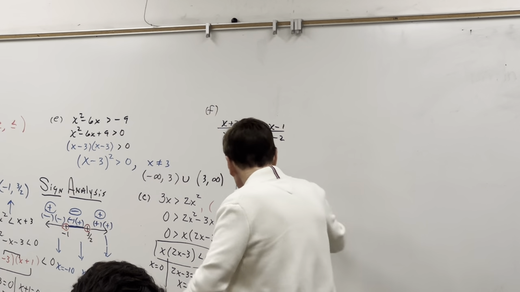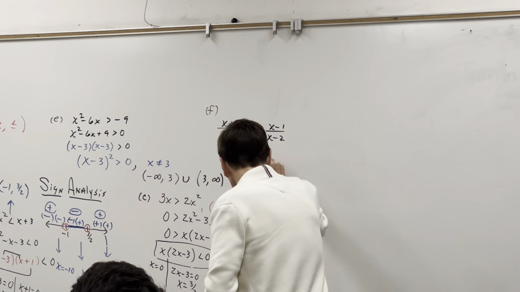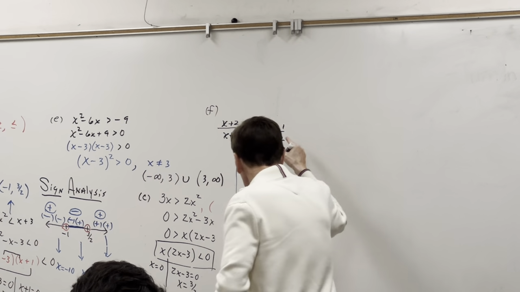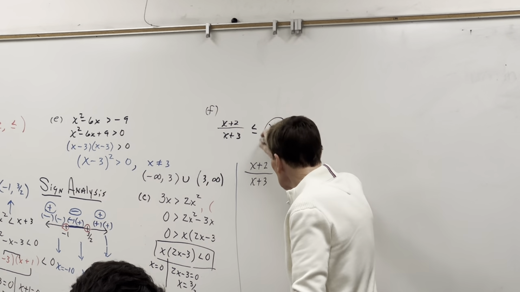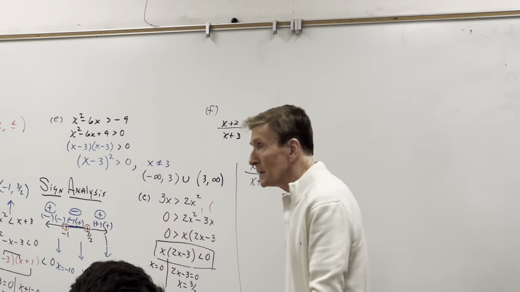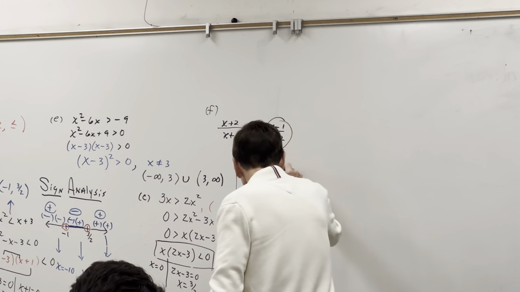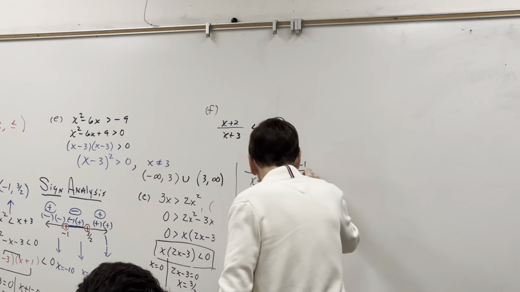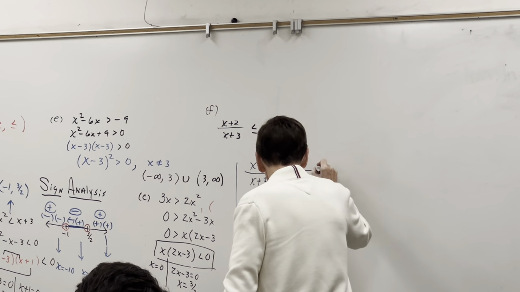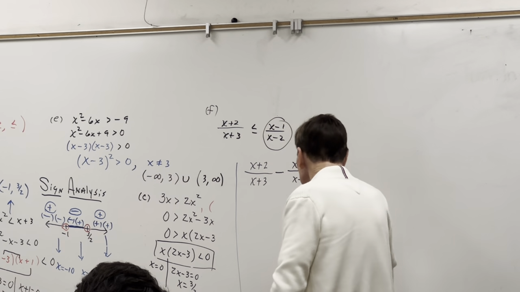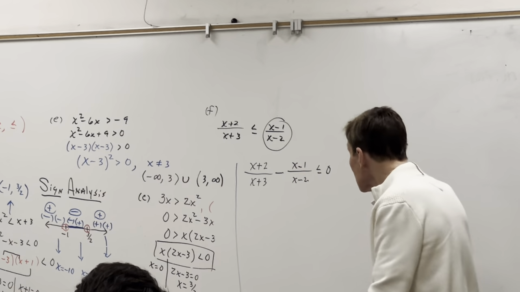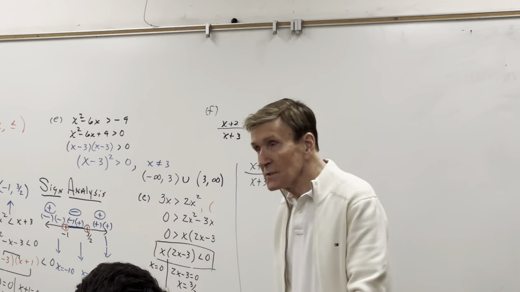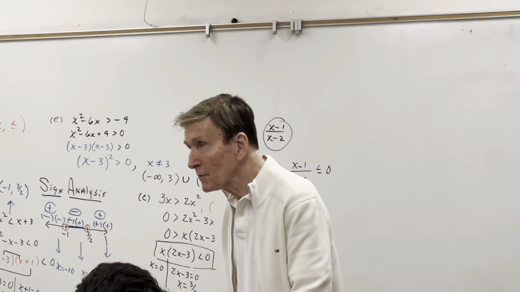Take x plus 2 over x plus 3 and move this over. I'm writing like this. Subtract x subtract 1 over x subtract 2. And you get less than or equal to, you get the 0 that she wants. Gotta have the 0. She's exactly right.